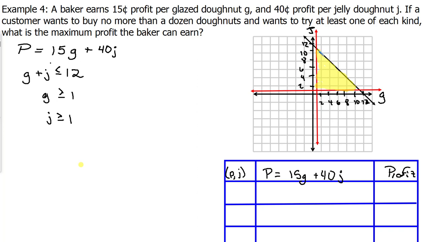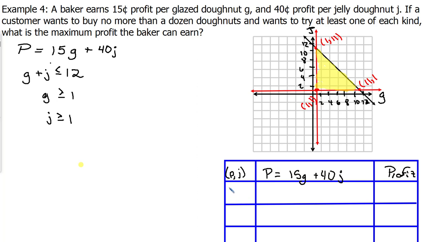Okay, so we plugged it in. We got our feasible region. And now we're going to find our profits. In this case, I went ahead and counted by twos because my graph was relatively small. And so this is the point 1, 11. And this is the point 11, 1. And this is the point 1, 1.